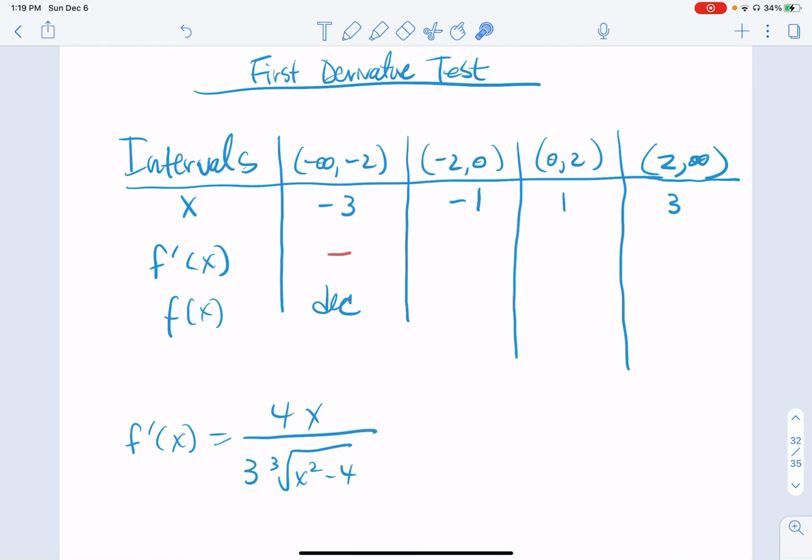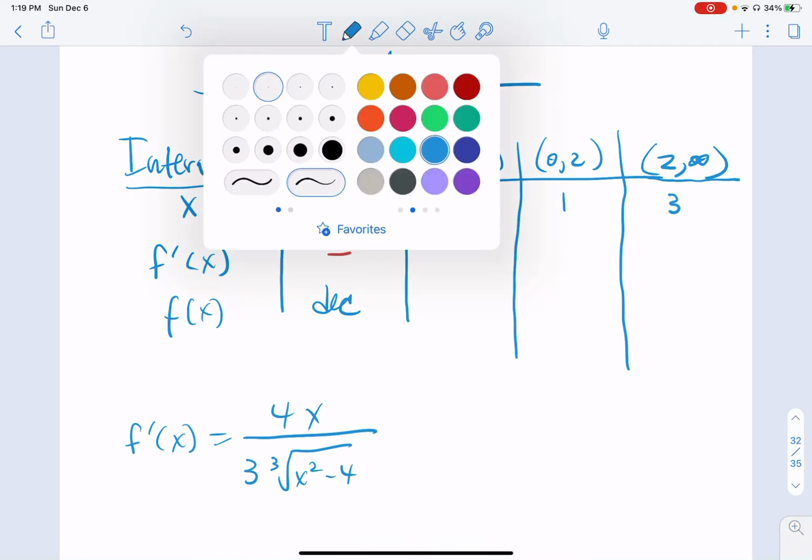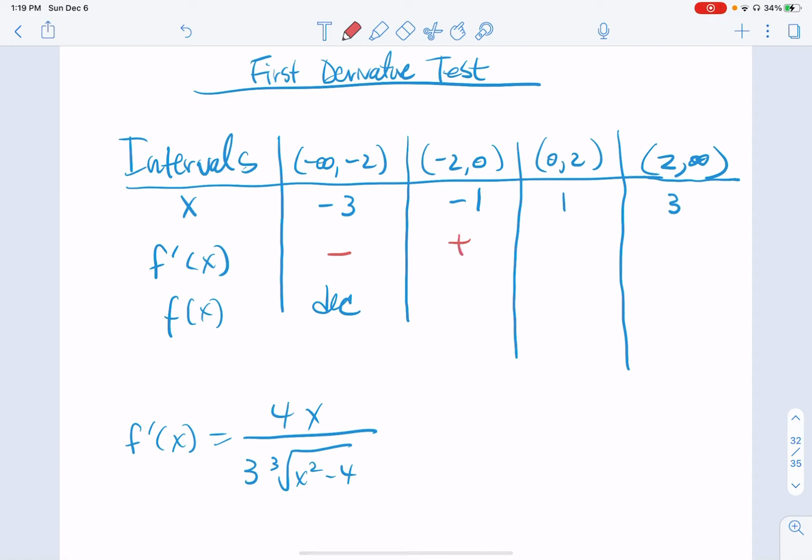Let's take in a negative 1. So negative on top, and on the bottom, negative 1 squared is positive, but 1 minus 4 is a negative 3. We're taking the cube root of a negative, it stays negative. Negative divided by negative is going to make that positive, which means f of x is increasing on that interval. Oh, change colors, increasing. There we go.